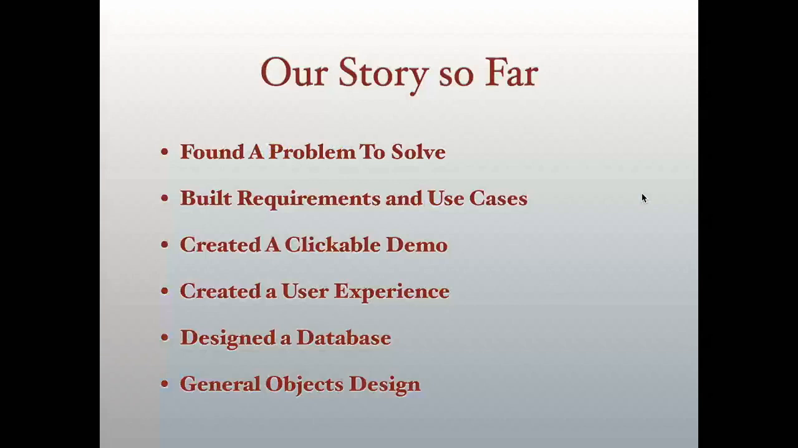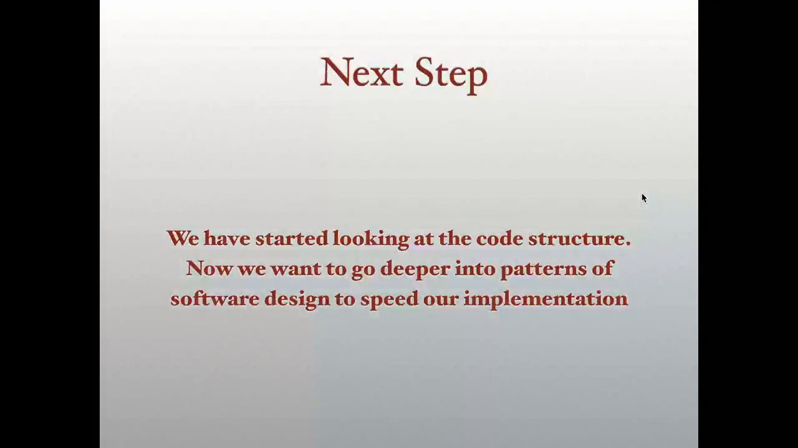So just as a recap, we started out with our problem to solve: track some goals. We built requirements, we put together some use cases, we created a clickable demo. From there, we built a user experience, then we flipped over to the back end and went into designing a database. Now, getting into the middle tier guts of the application, we started talking about general object design. And now we're going to start looking at code structure and stuff like that.